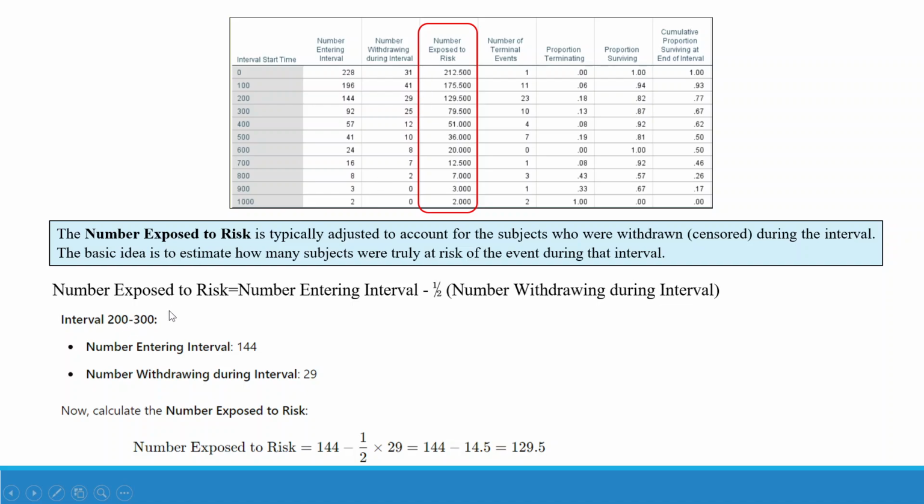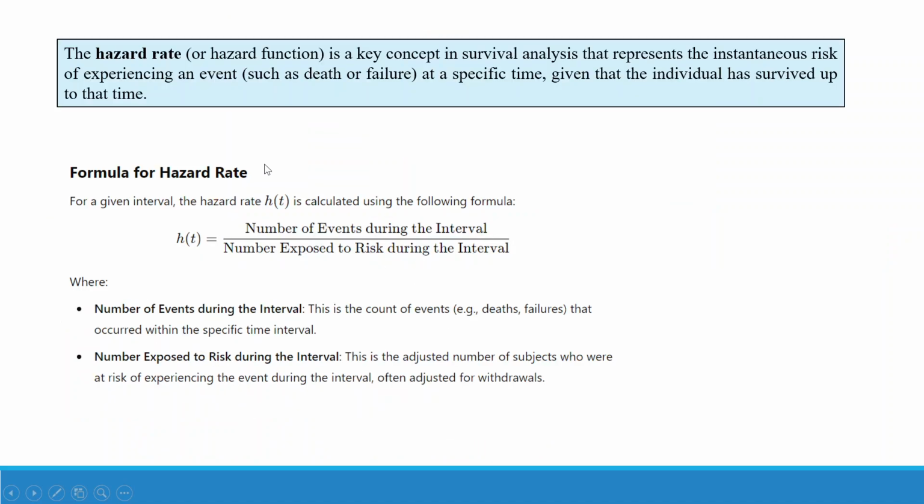So interval 200 to 300, here it is. Number entering the interval 144. Number withdrawing during the interval 29. So number exposed to risk is 144 minus half of this. We'll get 129.5. Here is the number. Okay. Now the hazard function.